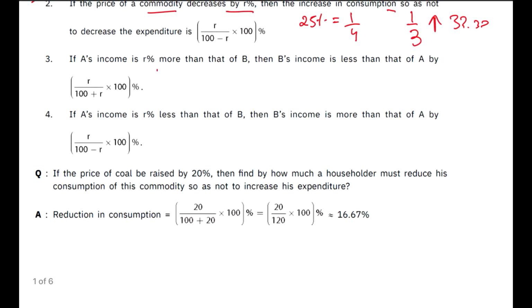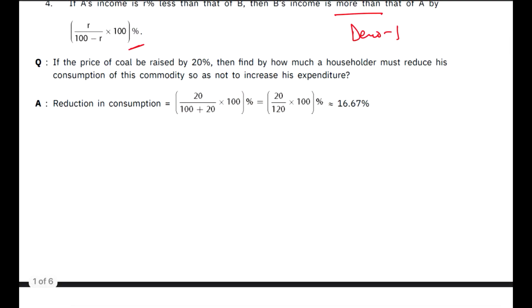Similarly, if the income of A is R% more than B, then B's income is less than... same rule. Whenever "less than" comes, you do +1 in the denominator, and whenever "more than" comes, you do -1 in the denominator. That's as simple a rule to keep in mind as possible.